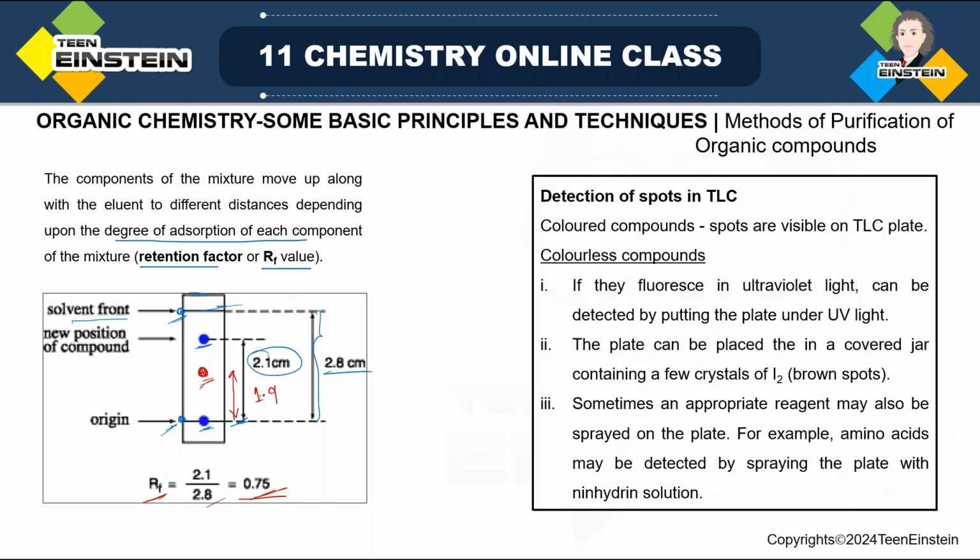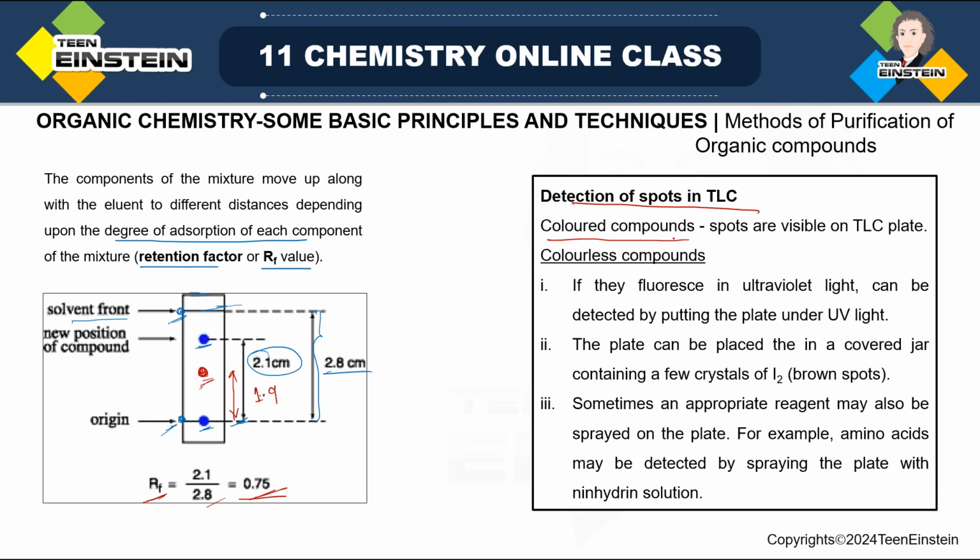now the next thing is, sometimes we have to do detection of spots in thin layer chromatography. Now if it is a colored compound, without doing anything else, you can easily see all the spots, right? Because they already have some colors. So spots are already visible on the TLC plate, but that will not happen always. Sometimes the compounds are colorless. So what will you do?